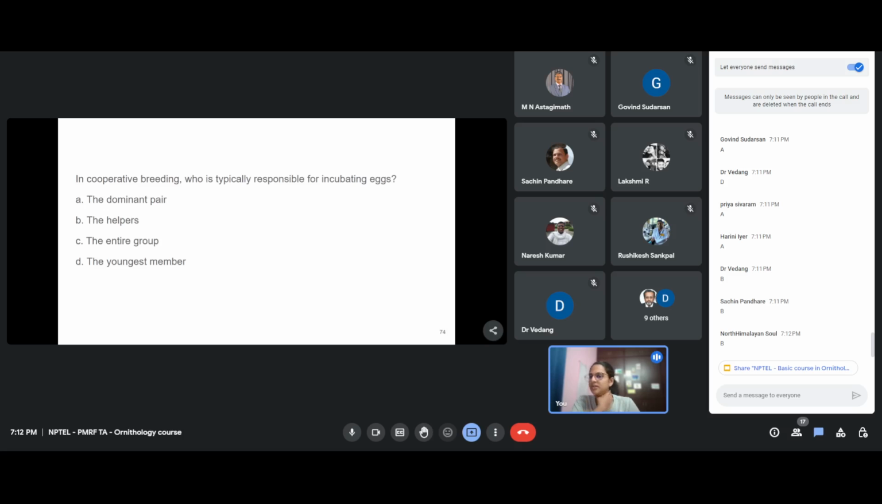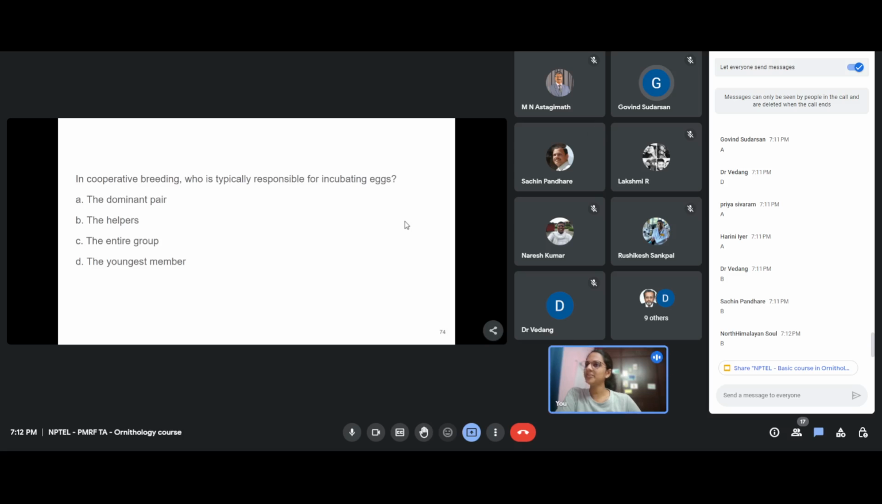Okay, so here the answer is actually A, it's the dominant pair, and the dominant pair is assisted by helpers, right? Typically it's the dominant pair that invests most of the time in incubating eggs, not the helpers. No, the answer is A.